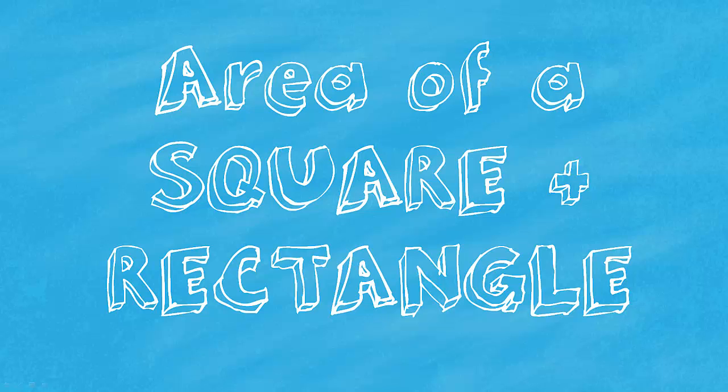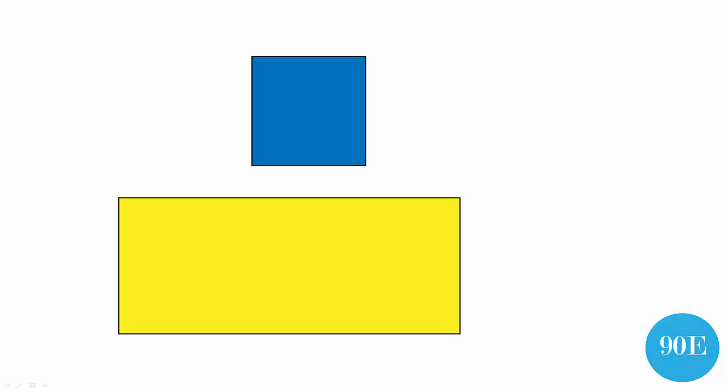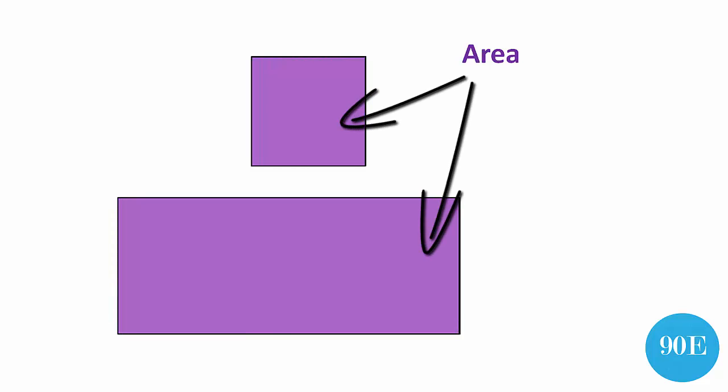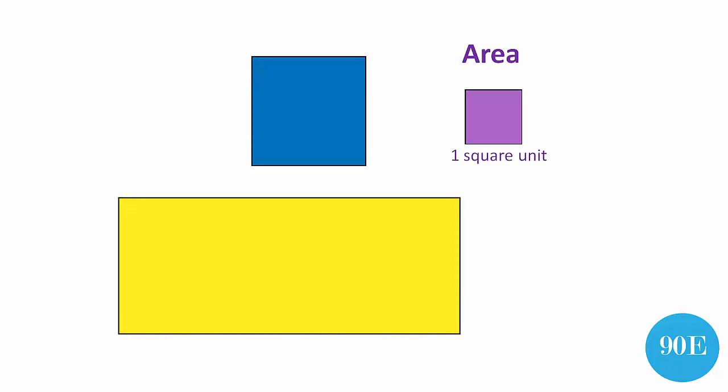In this video we're going to learn how to calculate the area of a square and a rectangle. The area of any shape is basically the amount of space that's inside it. And we can quantify that space, or give it a number, by looking at the number of square units that fit inside that shape. There are two ways to actually calculate this.